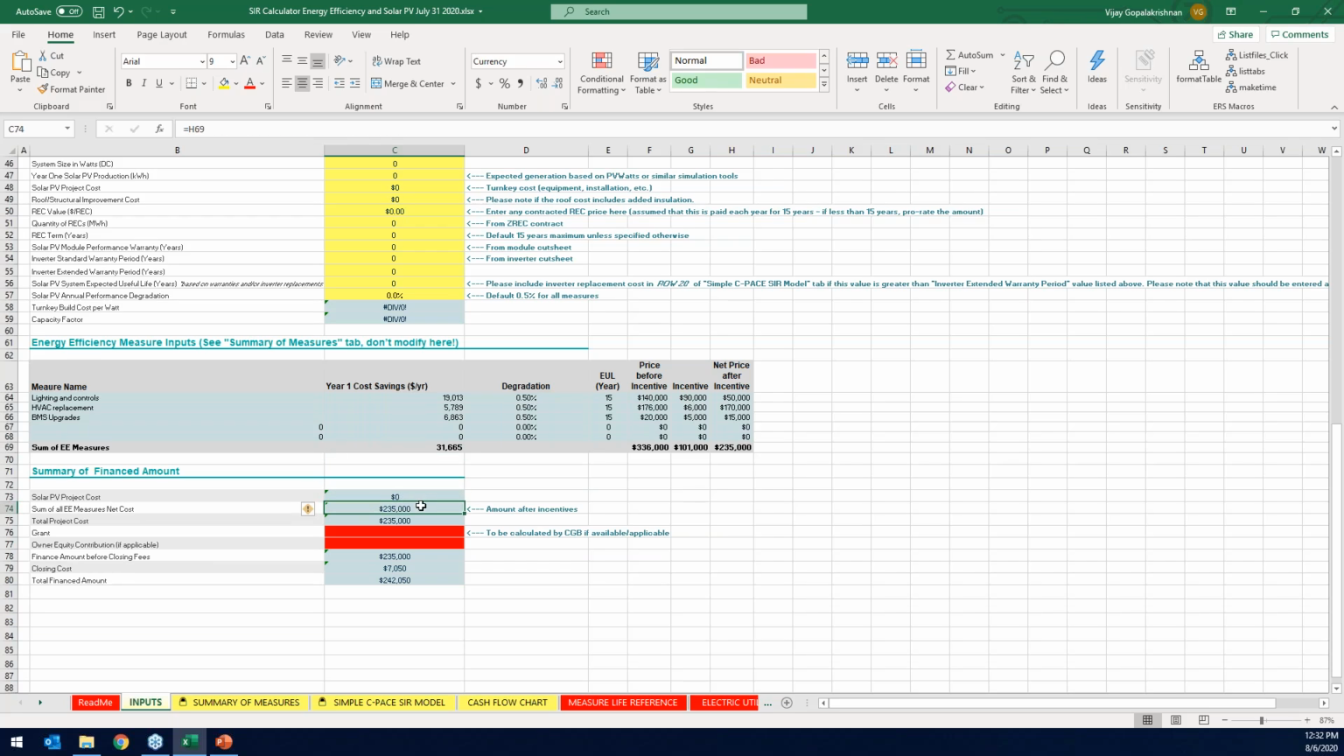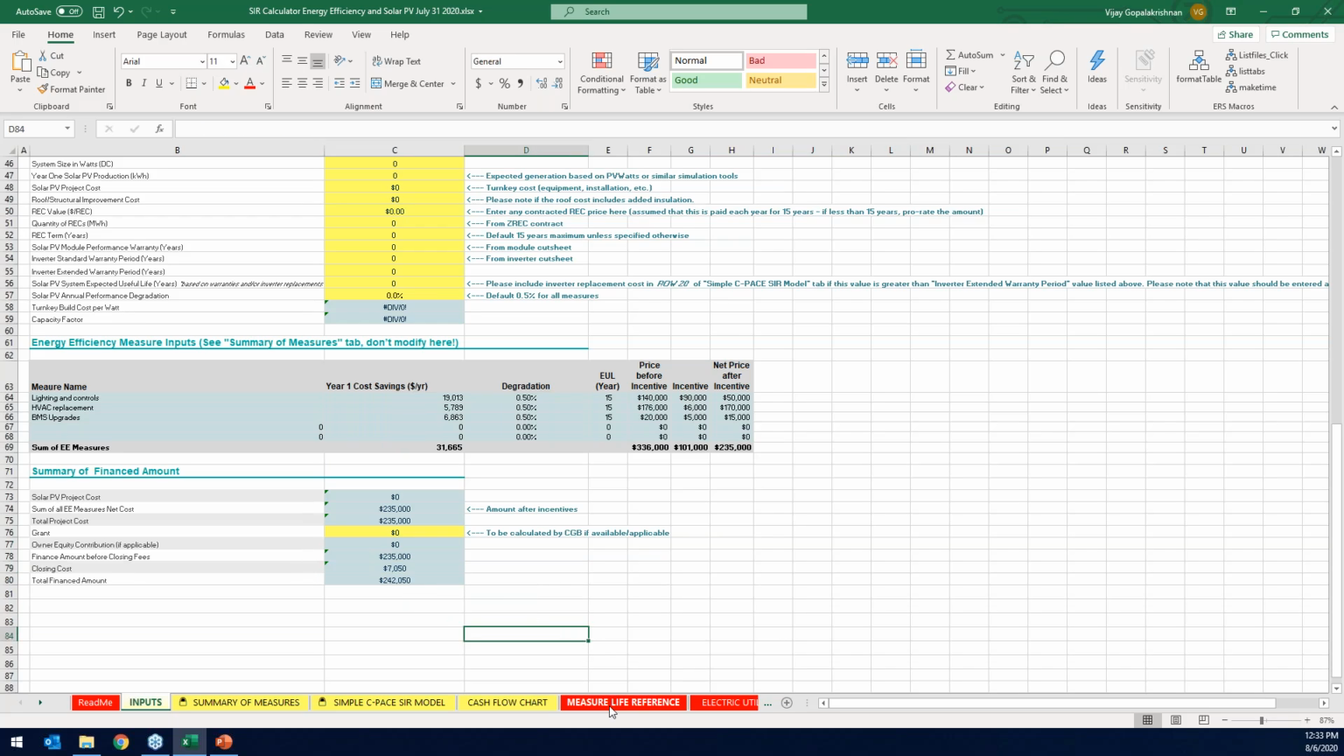So $235,000 is the total project cost after incentives. There is no grant available for this facility, so I'm going to zero that out. And the owner does not wish to put up any money up front, so I'm going to say $0 for that. So the finance amount before closing fees is $235,000. And the closing cost is $7,050.